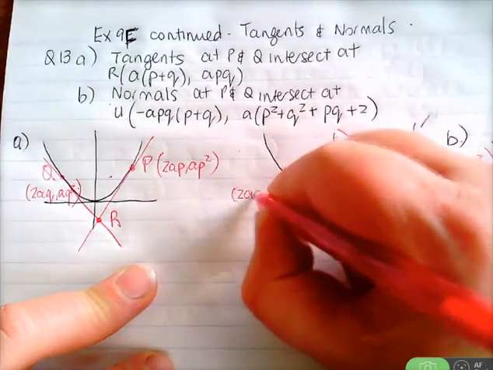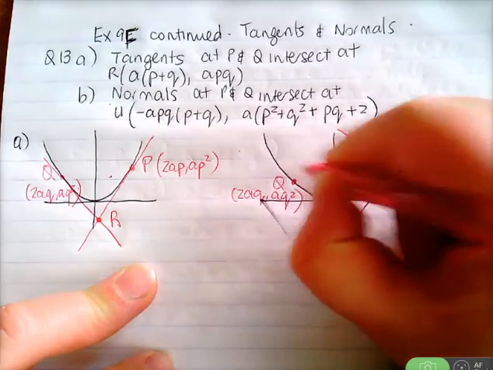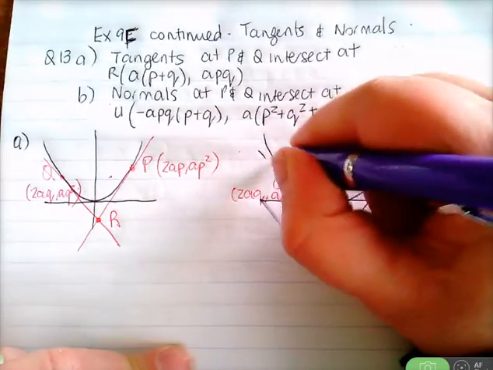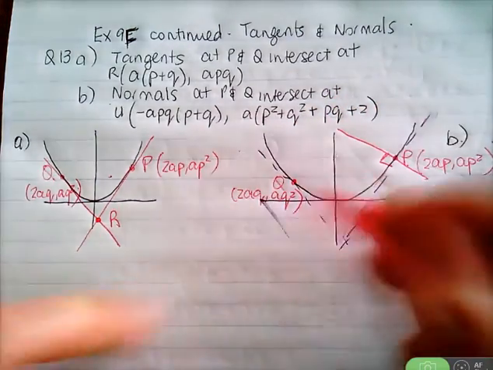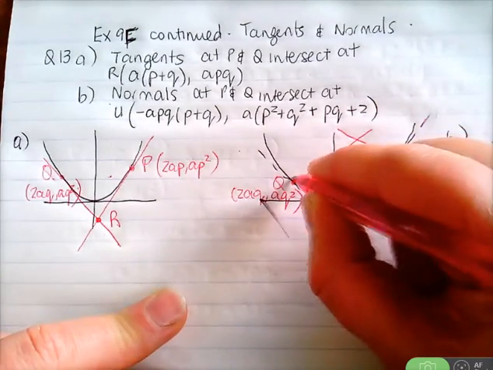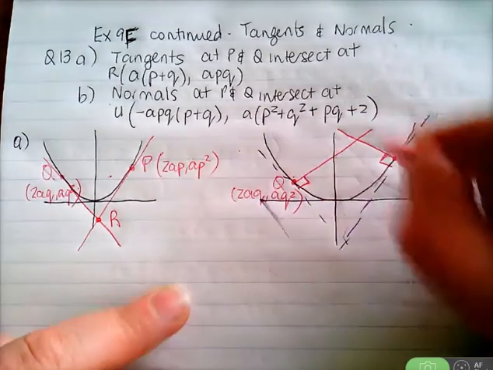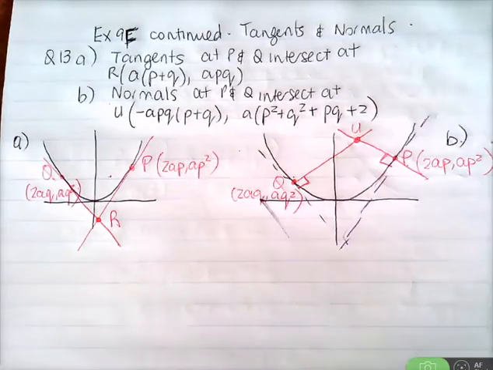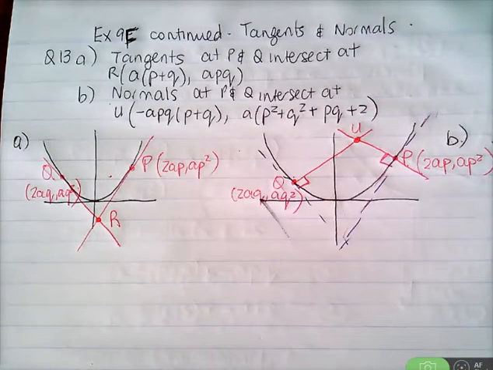So in part B, you did the equation of the normals at Q and P. Now, I'm not sure exactly what the points are, but these are the normals at Q and P, and we showed that they intersected at point U. Okay? That's what we've done so far today.